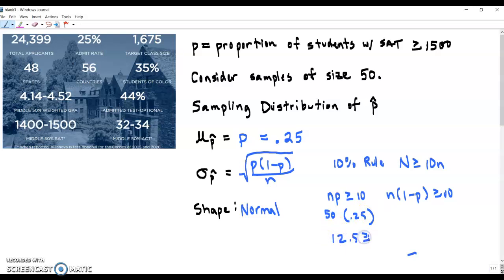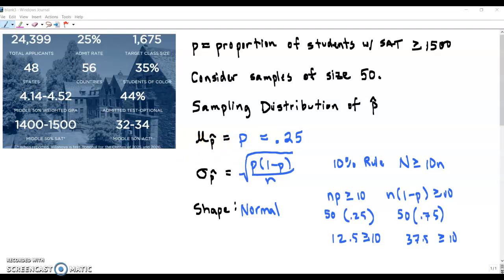So that's 12 and a half. Well, that's just bigger than 10, so we're safe there. We're going to get at least 10 failures. Let's see, 50 times 75% is 37.5. That's also greater than 10. So we satisfy this normality criteria. So now we're able to describe the shape, the center, and the spread of this particular sampling distribution.